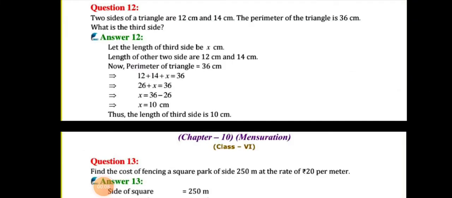Now let's see question number 12. Two sides of a triangle are 12 and 14 centimeter. The perimeter of the triangle is 36 centimeter. Then what is the third side?